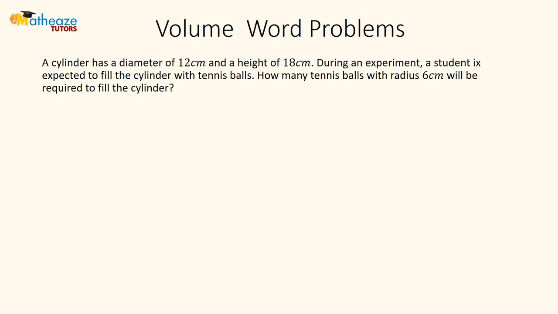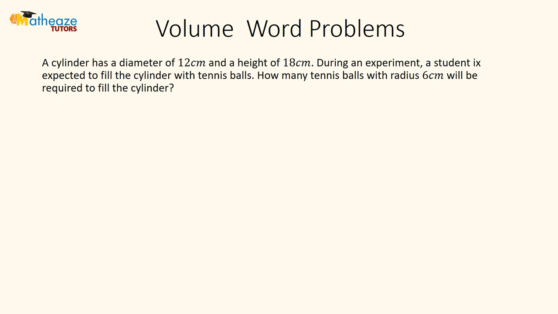A cylinder has a diameter of 12 centimeters and a height of 18 centimeters. During an experiment, a student is expected to fill the cylinder with tennis balls. How many tennis balls with radius 6 centimeters will be required to fill the cylinder?